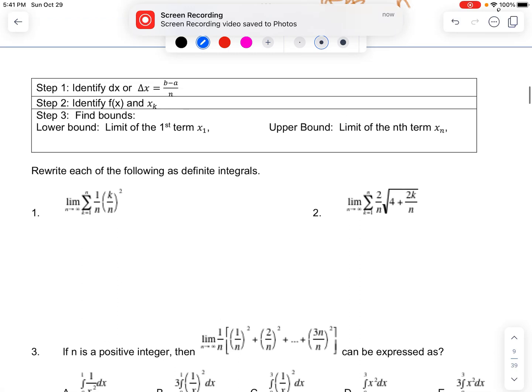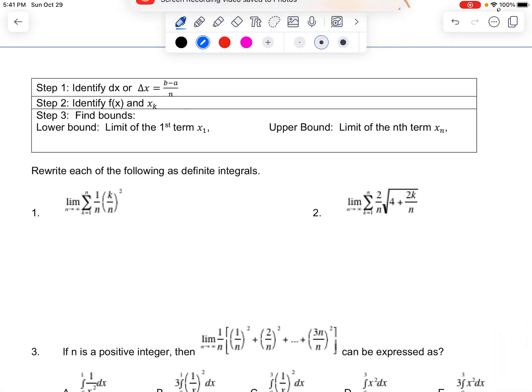Okay, so let's just look at these two problems here where they give me a limit sigma definition, and we're going to try to somehow rewrite it as a definite integral. So we have to translate each of the things. These are the steps that you want to go through. Step 1 is find out what delta x is. That's the width of the rectangle.